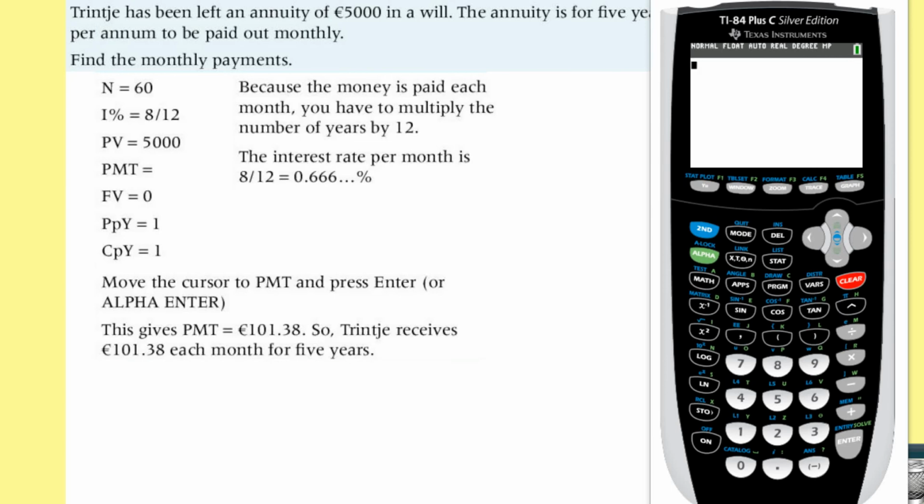Now, what does that mean? That means you're getting paid $101.38 every month for the next 60 months. So times 60, you're going to get this much money as opposed to getting $5,000 right now. So that's the perk of getting an annuity. You get a little bit more by getting it slowly.